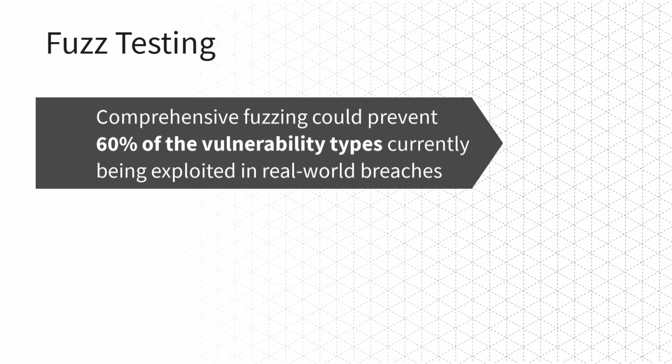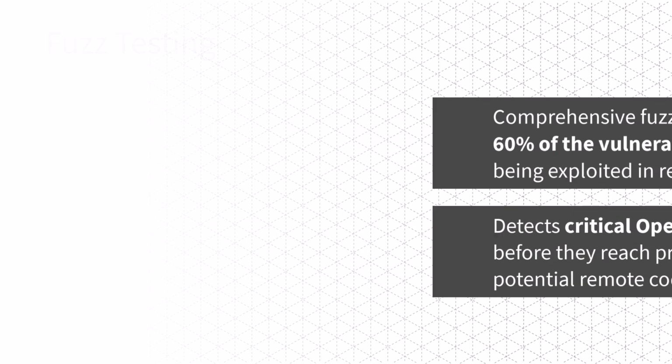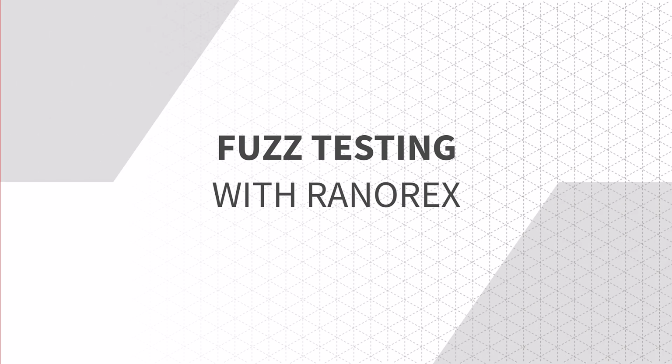Comprehensive fuzzing with good code coverage could avoid more than 60% of the vulnerability types currently being exploited in real-world breaches. Fuzz testing can also detect critical OpenSSL vulnerabilities before they reach production, preventing potential remote code execution attacks. So, how do you do fuzz testing with Ranorex?